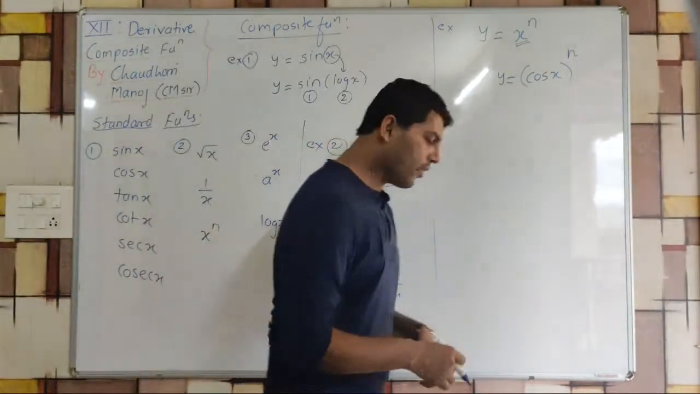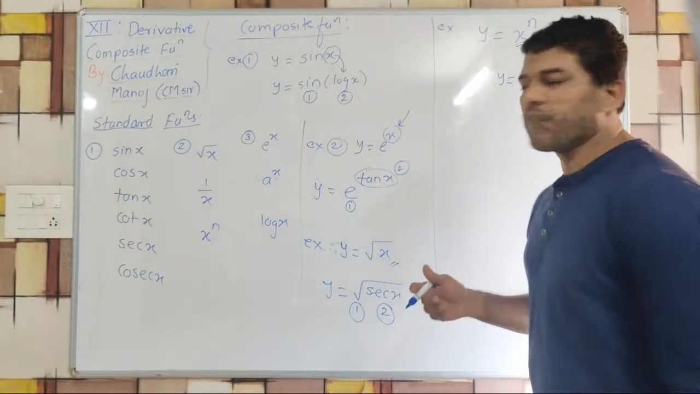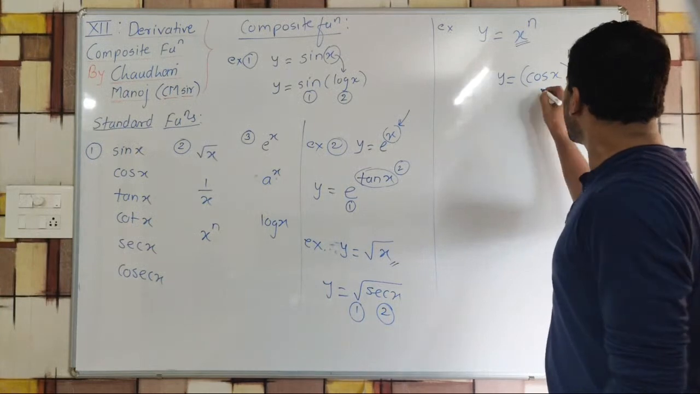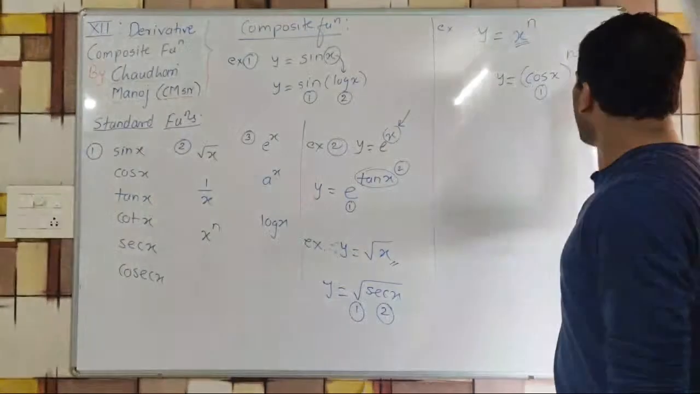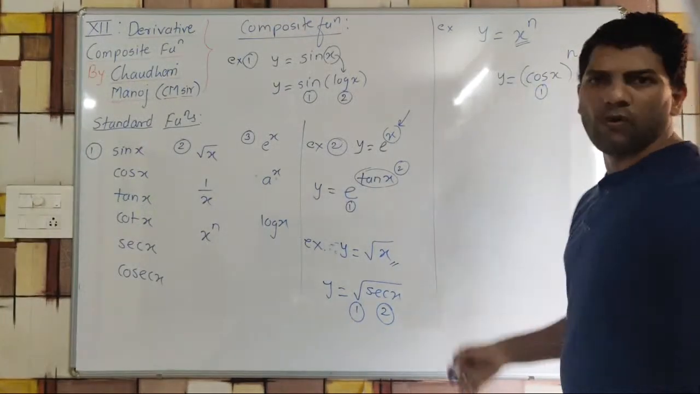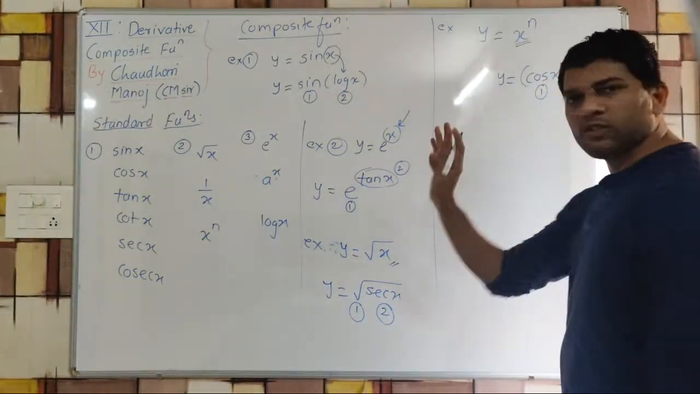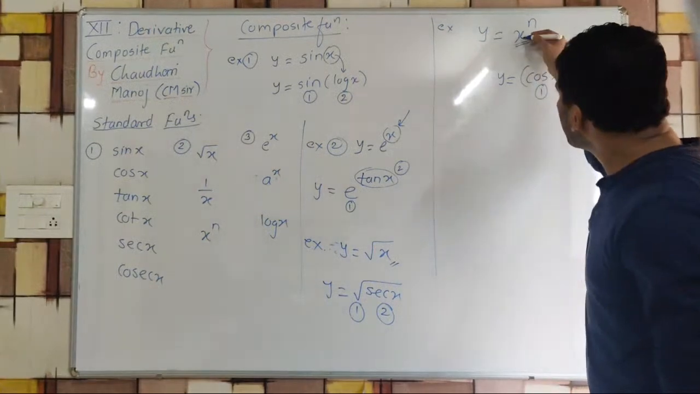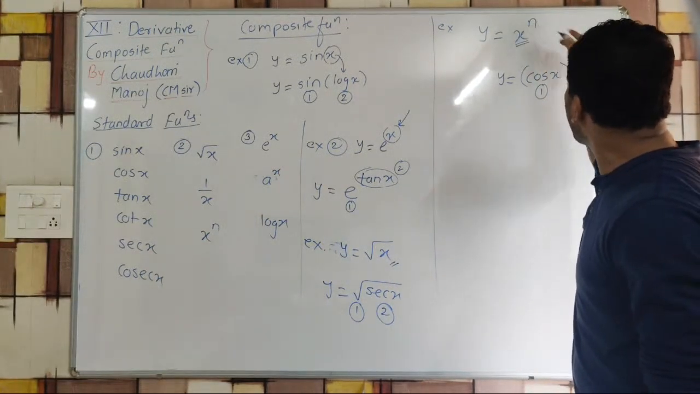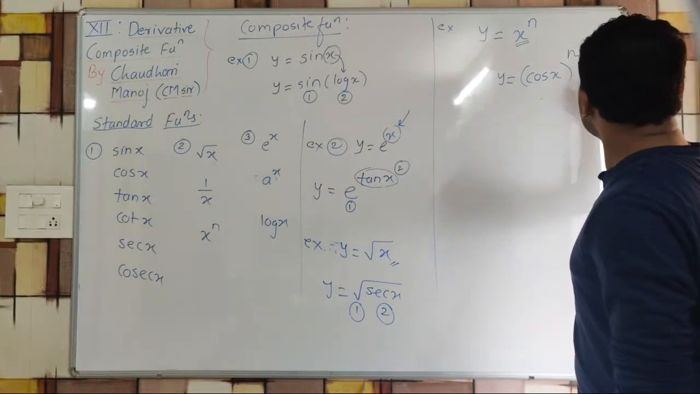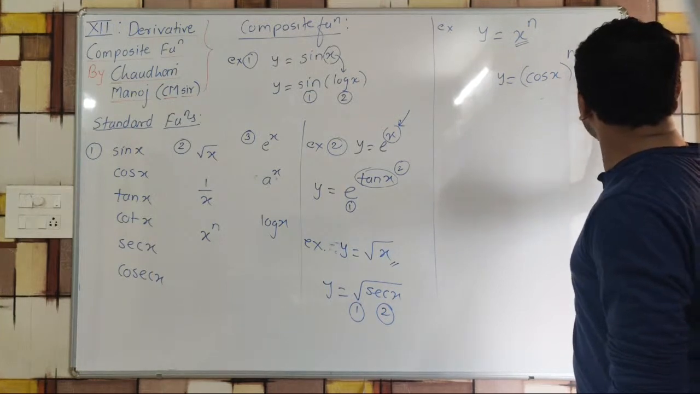So understand, which is the first function? Most of the students make a mistake. They consider cos x as the first and this power as the second. So no, please understand this. This is the mistake. cos x is not the original function here. The original function is x raised to n. So always remember, this x raised to n is the original function.